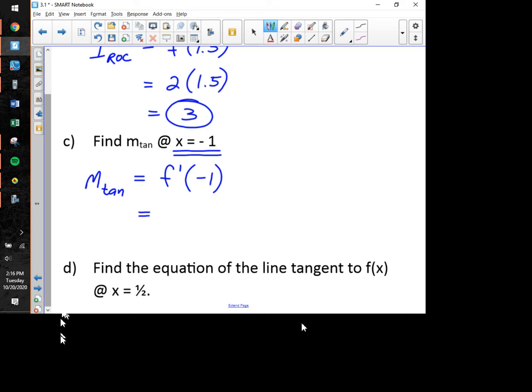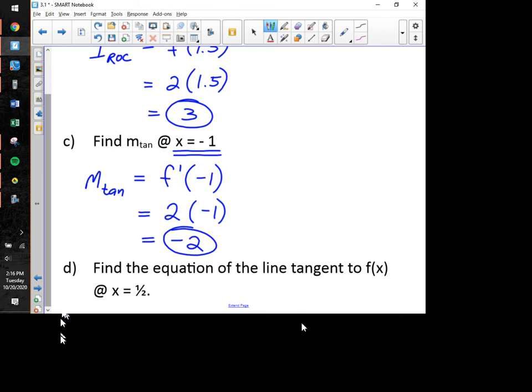So again, the derivative was 2x. That's the expression, and we then use that expression and evaluate it at -1. So it's 2 times -1, and we end up with -2 for the slope of our tangent line. All right, that's where we're at.